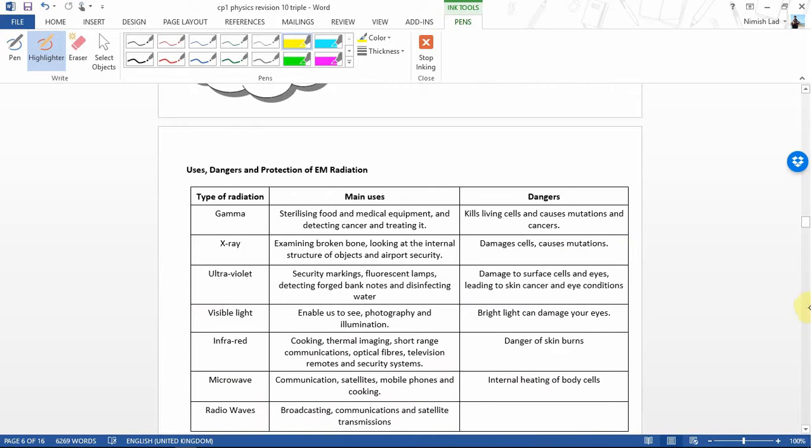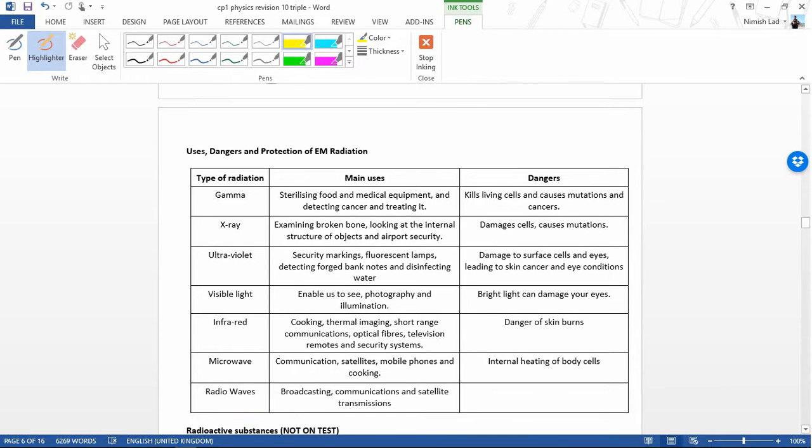Right, so here is my table. It's got the main uses and the dangers. So guess what? You've just got to memorize this whole thing here. You've got to know them all. So let's go through a few of these.